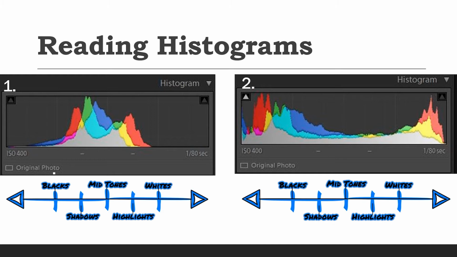Now, if you're shooting in RAW, you can recover a lot of that missing data, but if you're shooting in JPEG, you're going to need to get your exposure correct in camera the best you can.